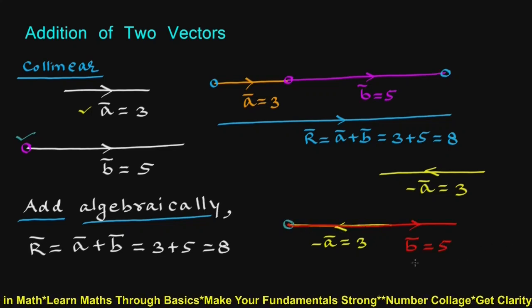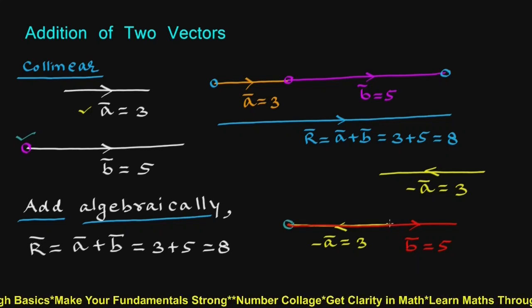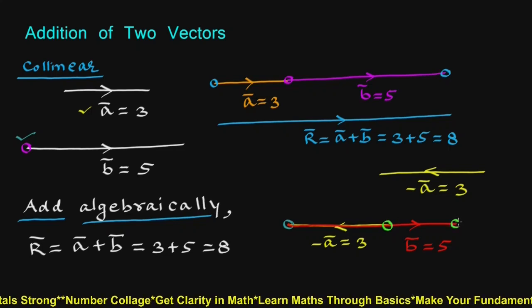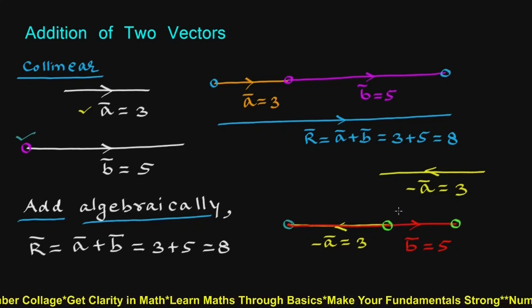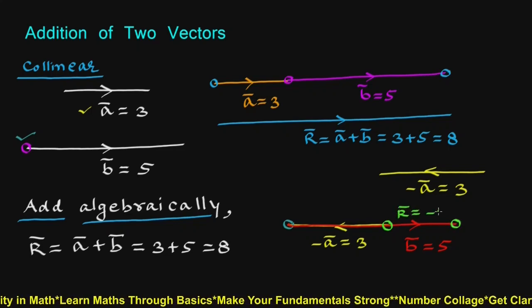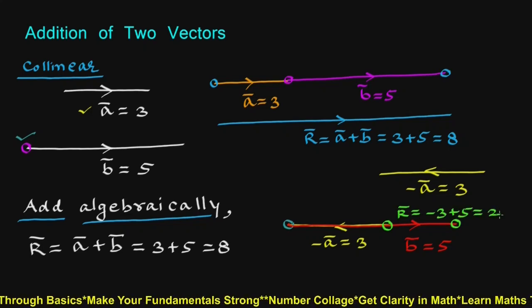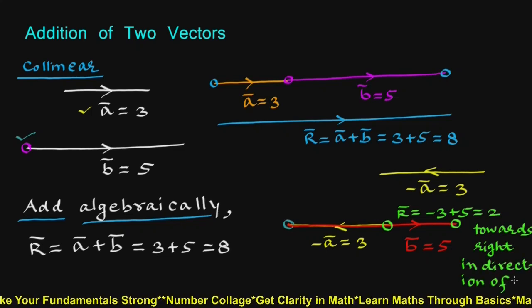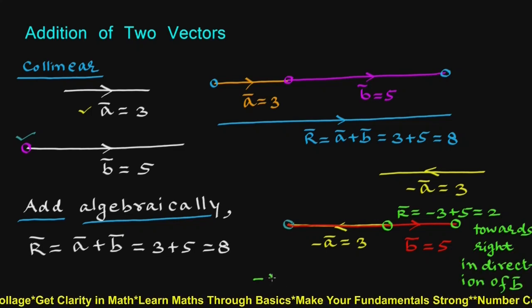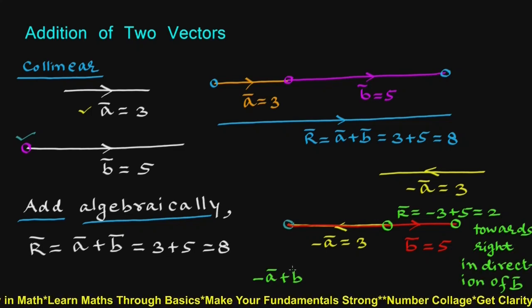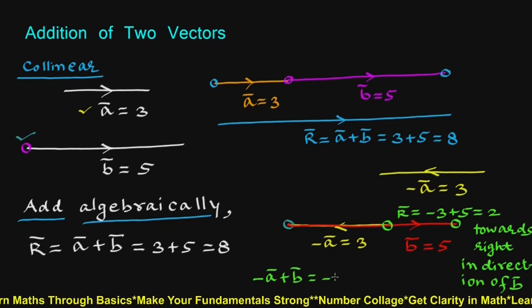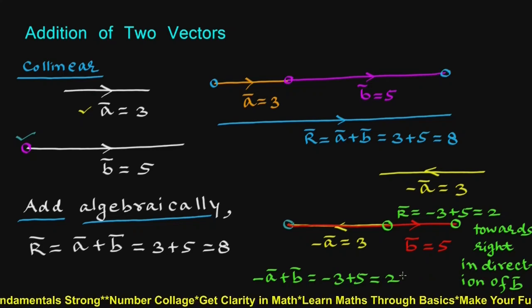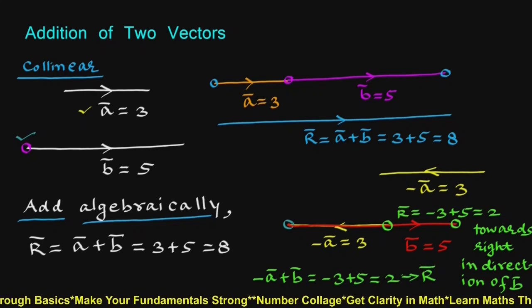And as decided, we have to connect the initial point of vector minus A bar to the terminal point of B bar to get R bar, that will be minus 3 plus 5, 2 units towards right in direction of B bar. So if we add minus A bar and B bar algebraically, then also we get minus 3 plus 5, 2 units long resultant R bar.